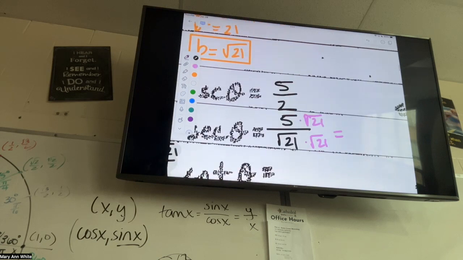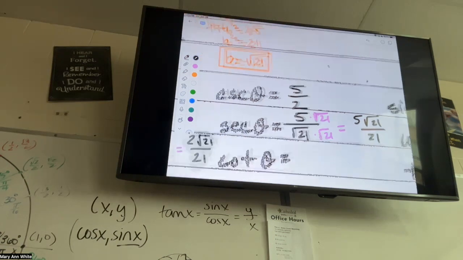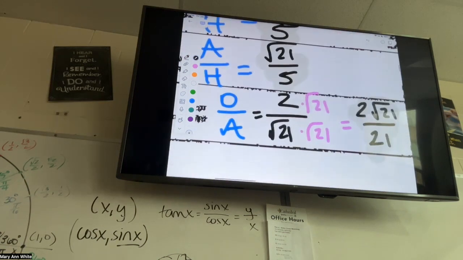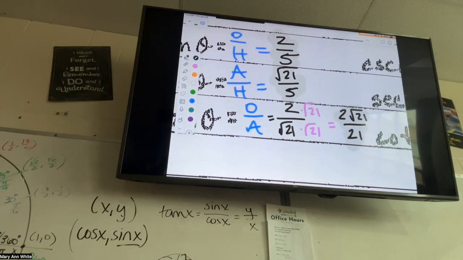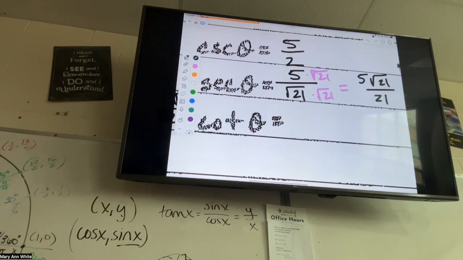Don't be afraid to write it unrationalized first. I don't want you to worry too much and rationalize it in your head and mess something up. So write it unrationalized and then fix it. And then cotangent, and this is why I had you write it unrationalized on the last one, is I want you to take that 2 over root 21 and just flip that, then there's less work. So it's going to be root 21 over 2, and that's the best answer there.